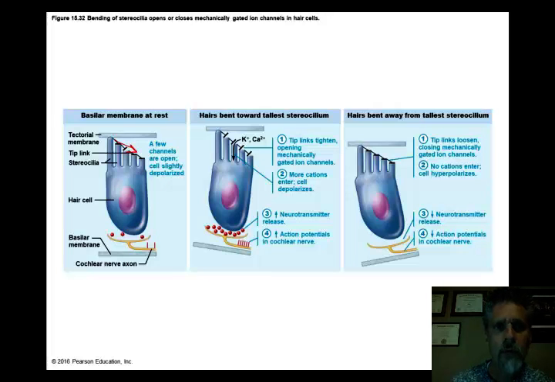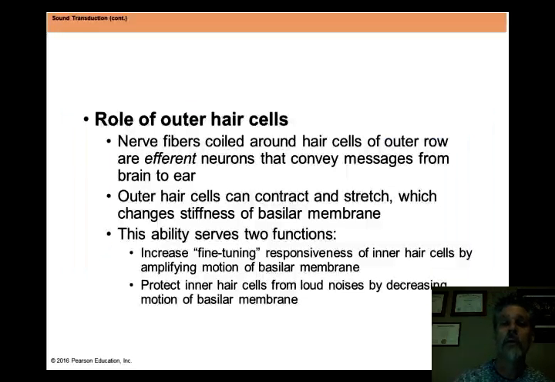And so what ends up happening, like my fingers bending, where one moves, it's going to cause the next one to move, cause the next one to move, etc., which opens up cation channels that then depolarize the cell and cause more neurotransmitters to be released. More neurotransmitters, the cochlear nerve is going to be stimulated, greater potential, threshold, action potential, sending the signal into the brain. Okay? So that's what's occurring with our hair cells.